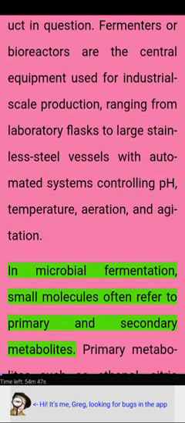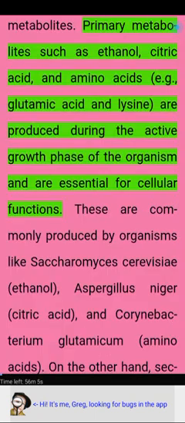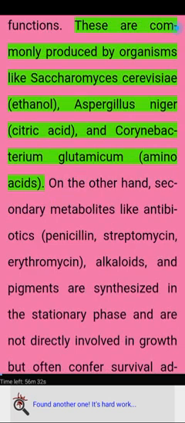In microbial fermentation, small molecules often refer to primary and secondary metabolites. Primary metabolites such as ethanol, citric acid, and amino acids, e.g., glutamic acid and lysine, are produced during the active growth phase of the organism and are essential for cellular functions. These are commonly produced by organisms like Saccharomyces cerevisiae (ethanol), Aspergillus niger (citric acid), and Corynebacterium glutamicum (amino acids).